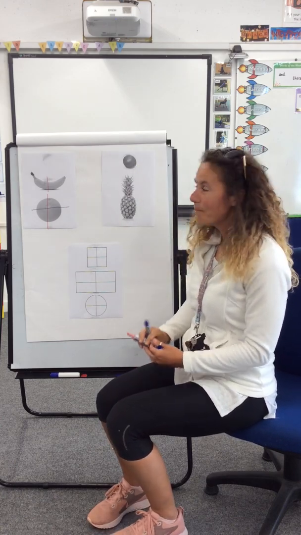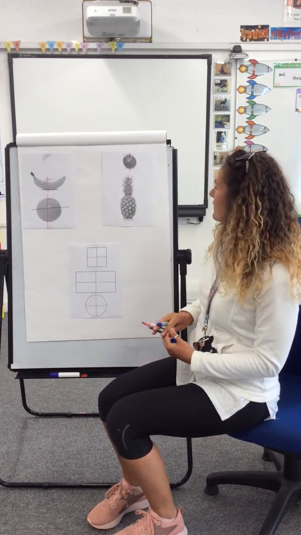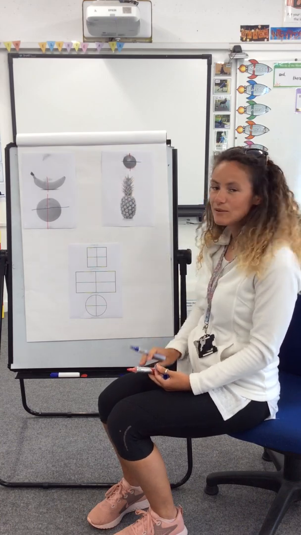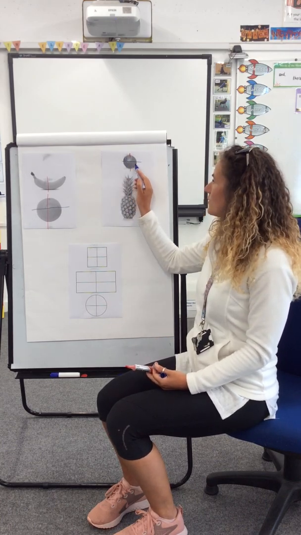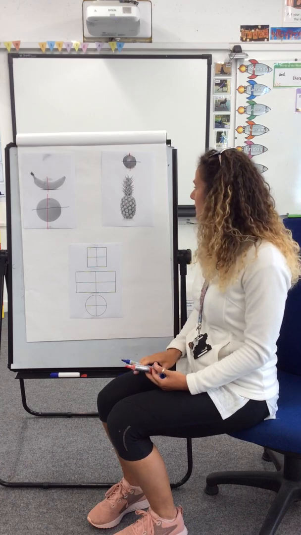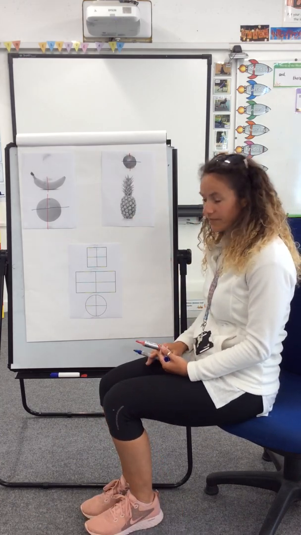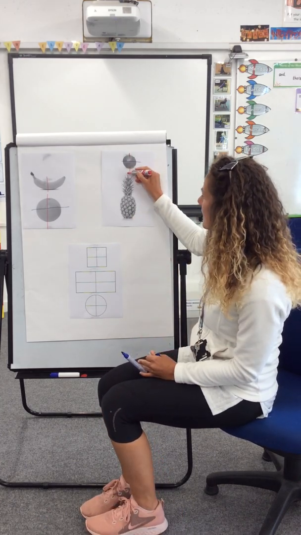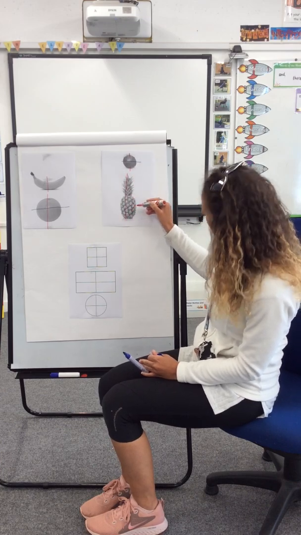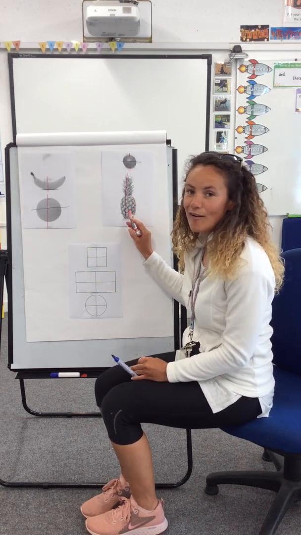My little grape or plum, I can split it into half, and I can split it into quarters, because I've got 1, 2, 3, 4 equal groups. And my pineapple, I can split it in half. It doesn't really look like half, but it was meant to be half.